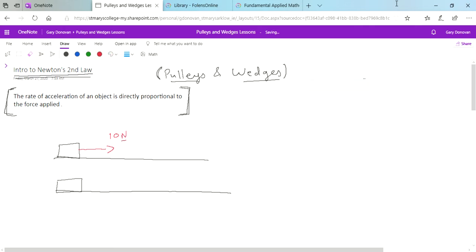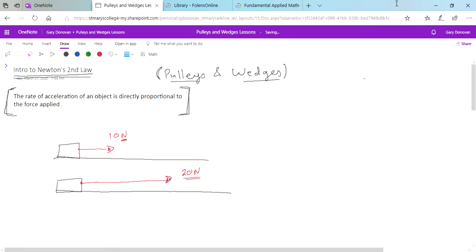Now newtons is the unit of force, which I'm sure you've come across before. And for the second object I apply a force of 20 newtons. So obviously twice the force that's on the first object. Notice as well how the length of the arrow represents the size of the force, which is what we always do in applied maths.